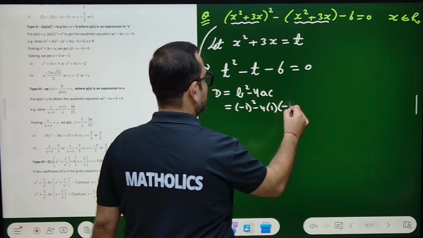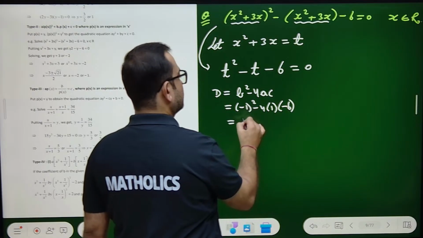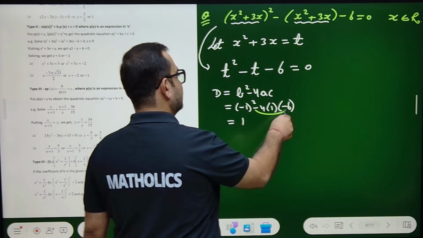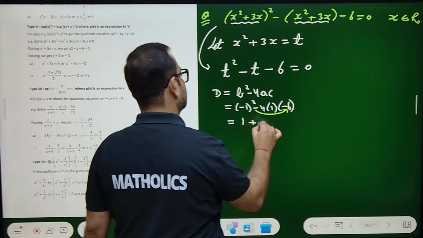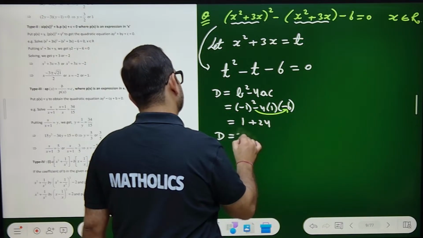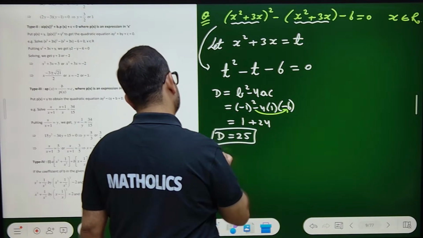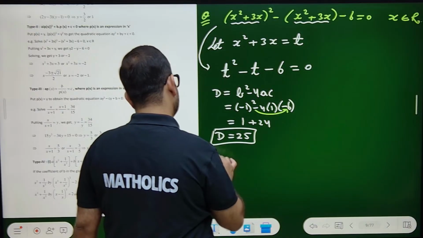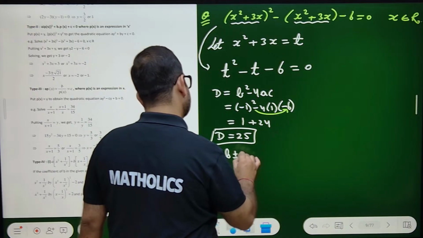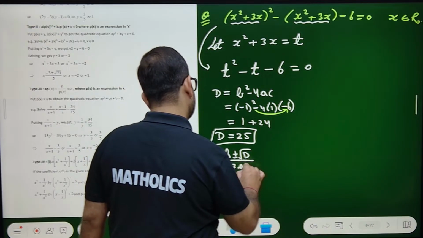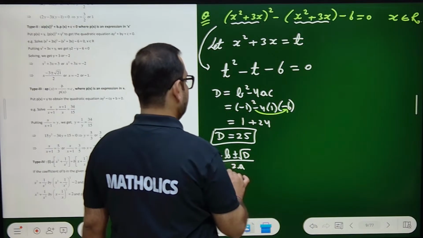Okay, so always use brackets. So minus 1 whole square, 1. This minus into minus will be plus, so 4 6 are 24. So d is nothing but 25. Got my point? So we'll write t equals to minus b plus minus under root d by 2a. That means minus b would be minus.